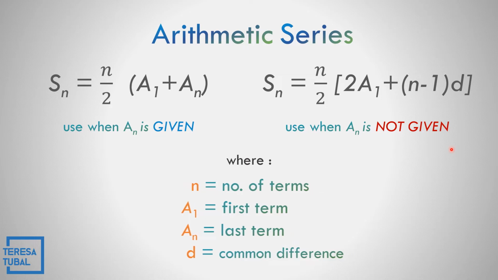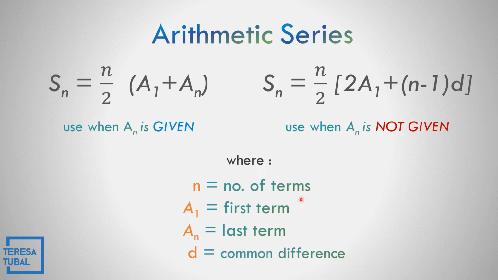So where n is the number of terms, same with the formula of the arithmetic sequence, a sub 1 is the first term, a sub n is the last term or the nth term, while d is the common difference.